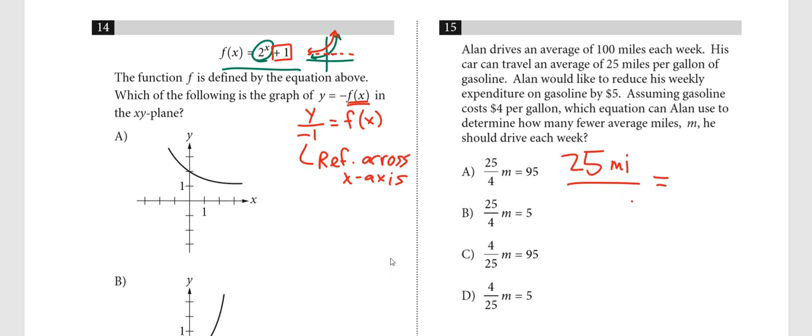25 miles. Let's do it for miles per dollar. And he drives 25 miles. How much does he spend? He spends $4, right? M miles. He wants to save, right? He wants to save $5. Is there a way we could make one of those equations match one of the answers?